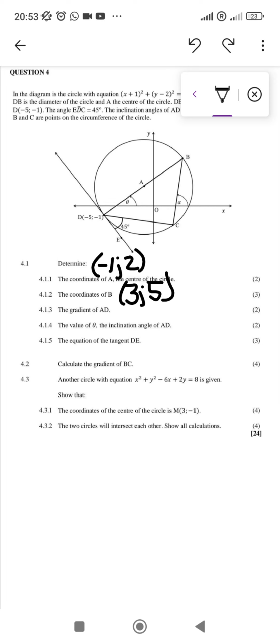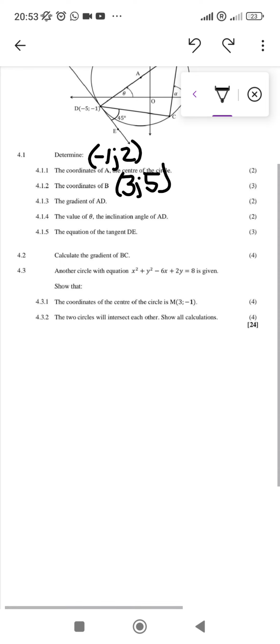Right, back with some quick math. We are dealing with 4.1.3 in this video, maybe even 4.1.4. I think we'll do both. In 4.1.3, they're asking for the gradient of AD. We have the coordinate of A, we have the coordinate of D, so this is going to be simple. We'll just go straight to our gradient formula.